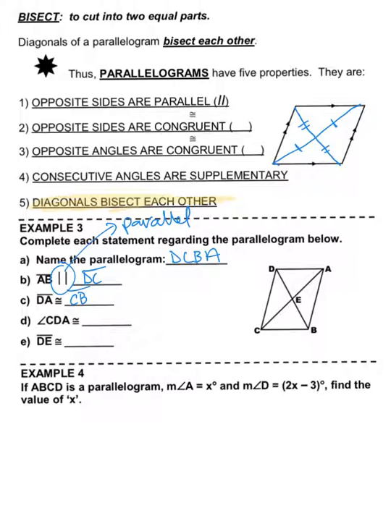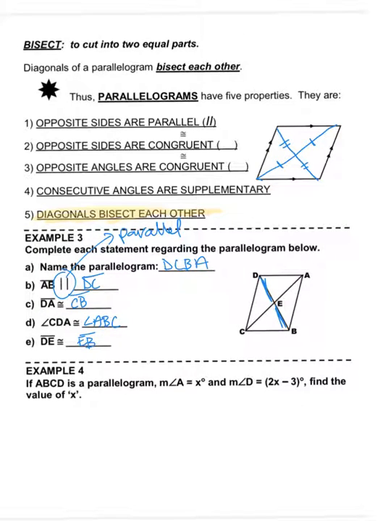Angle CDA is going to be congruent to its opposite angle, which is right here. So we would name that angle ABC. And then lastly we have DE. Would be congruent. So DE is this piece here. So it would be congruent to this piece here. So EB.